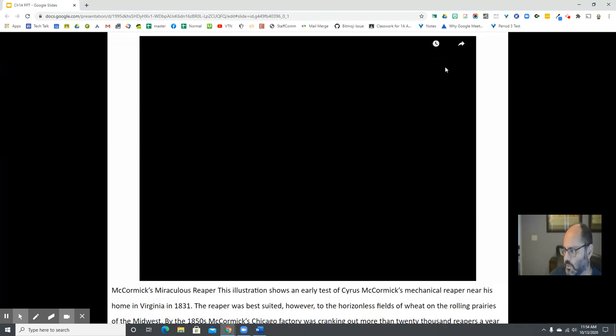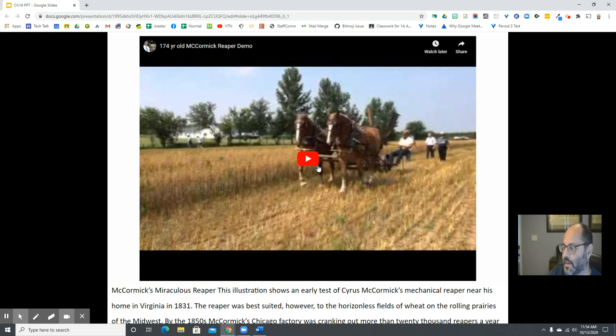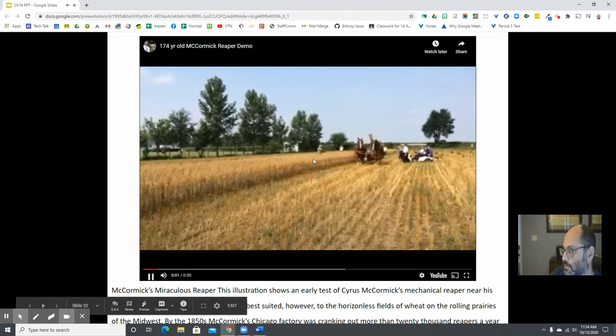And again, this is the McCormick Reaper. I kind of showed this image before. The Reaper obviously had great impact on the Industrial Revolution reaching into farms. This is one that was used in 1831. McCormick had a factory in Chicago that was cranking out more than 20,000 Reapers a year. The modern day version of this would be a tractor. But industrialization comes to the farm as well with this. So here's a 174-year-old Reaper that still technically works with 2 horsepower.